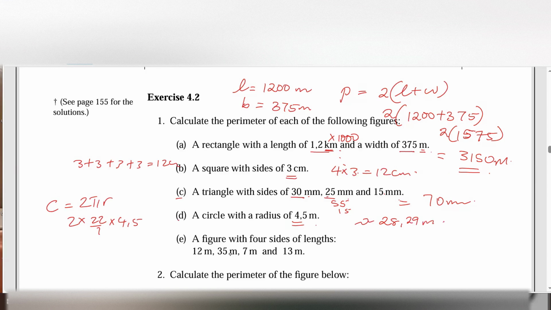And then a figure with 4 sides, all of these in the same units. So 7 and 13 is 20, and then that is going to be a 47. So 47 plus 20, we get 67 meters.